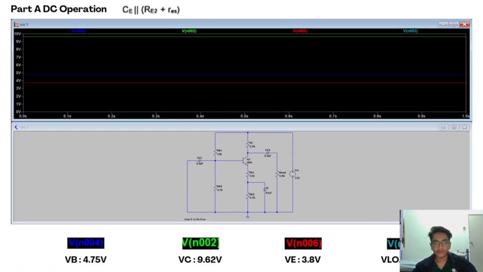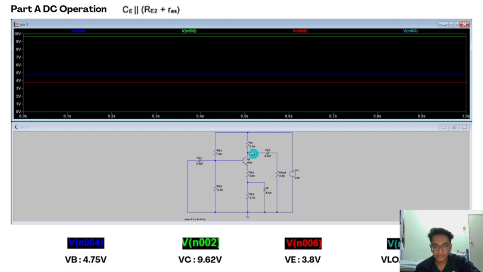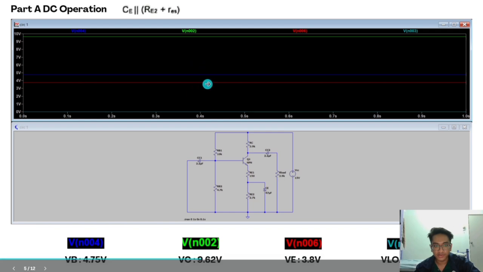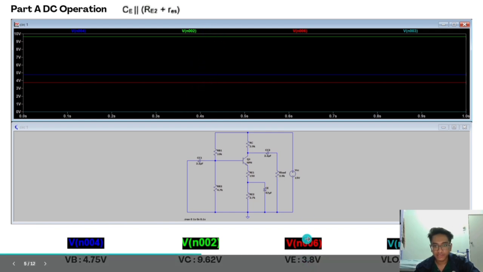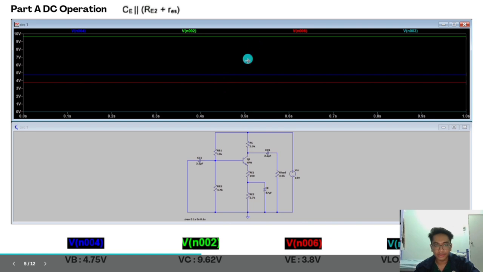And lastly, for the capacitor in the middle of R1 and R2, the VB is 4.75. The waveform is here. VB is over here. And VC is this line here, 9.62 volts, and the waveform is this one. And VE is 3.8 volts. VE is this line, the capacitor, at 3.8 volts. And this is the waveform.